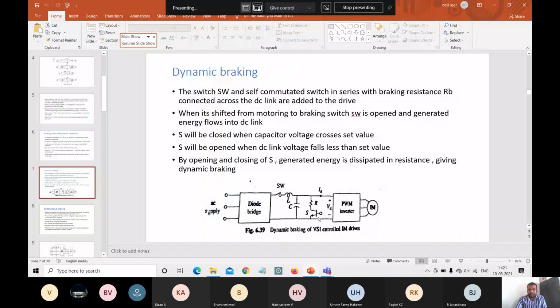For the dynamic braking, we have the switch SW and a self-commutated device. The self-commutated device I am using is a BJT transistor. So here we have the switch and a self-commutated switch. You studied this in analog electronics: the transistor can be used as a switch, right? So how the transistor is used as a switch.